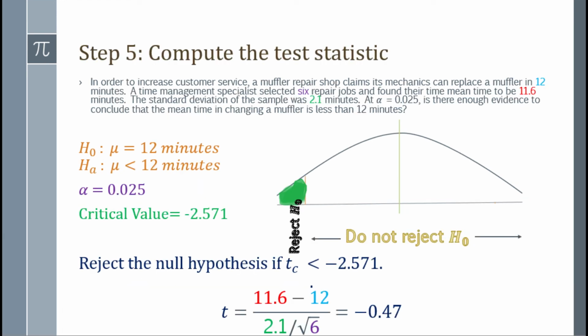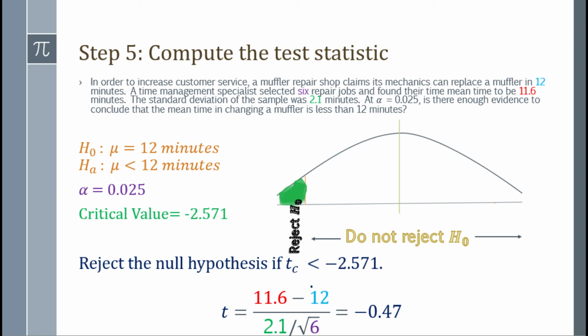Okay, step 5, we have to compute the test statistic. Okay. So, pag dito naman, kailangan nating apply na yung formula. Okay. So, we have t is equal to 11.6. Again, ano ba ulit yung 11.6? Ang 11.6 mo, ito yung sample mean. Minus natin siya sa hypothesis mean, at ang hypothesis mean natin, that will be 12. Yun. So, denominator naman, we have yung 2.1, that is the sample deviation, over the square root of, ano ba yung sample size natin? That will be 6.